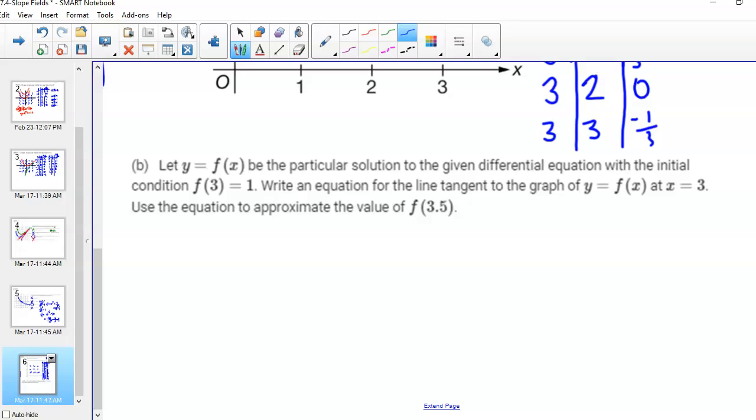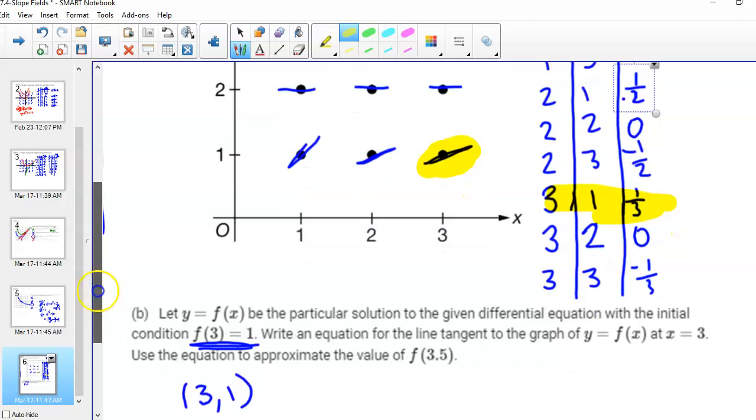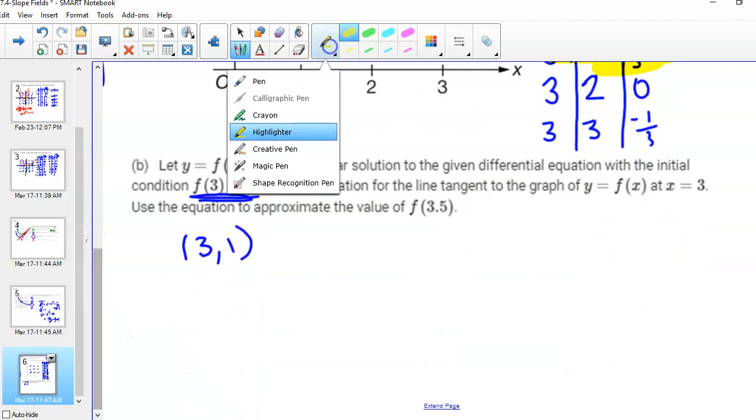So for a tangent line, we need a point on the graph and the slope of the graph. So the point on the graph is given to us right here, that f of 3 equals 1. So we know the graph passes through the point 3, 1. The slope is going to be the derivative. Now, since we've already done the slope field, we could just look up here at the point 3, 1. At the point 3, 1, we had a slope of 1/3. So 3, 1, that's this point right here. And so we have a slope of 1/3. Or we could just plug 3, 1 into our derivative and we'll get 1/3 as well.